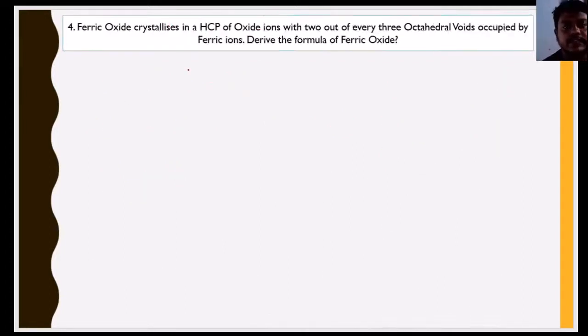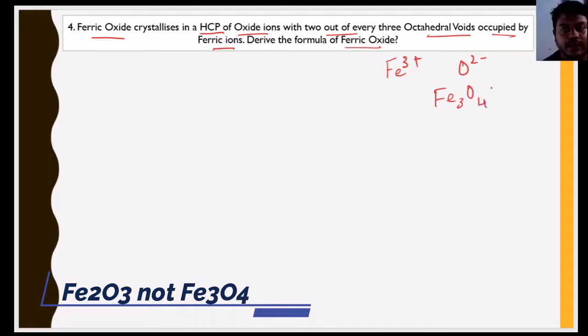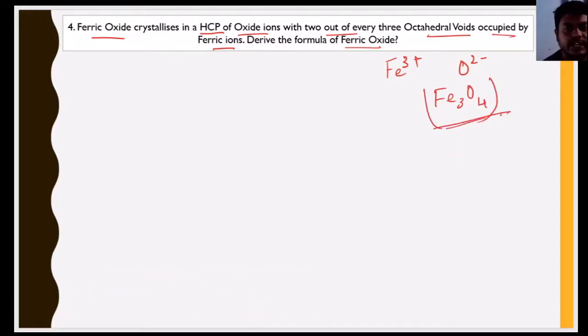So what is explained in question number 4? In question number 4, explain ferric oxide: HCP of oxide ions, 2 out of 3 octahedral voids are occupied by ferric ions, derive the formula of ferric oxide. अभी एक चीज मैं तुम्हें बताता हूँ, ferric oxide represents iron in Fe3+ state and oxygen in 2- जो ऑक्साइड का होता है। So you have the formula which looks like Fe3O4. I think it is very common to everyone. नहीं तो चार्ज बैलेंस नहीं होगा। Fe3O4 के बारे में सब लोगों ने देखा है, बट यहाँ पे बोला गया है derive the formula, तो मतलब फॉर्मूला तो तुम्हें पता है, लेकिन you have to derive it.